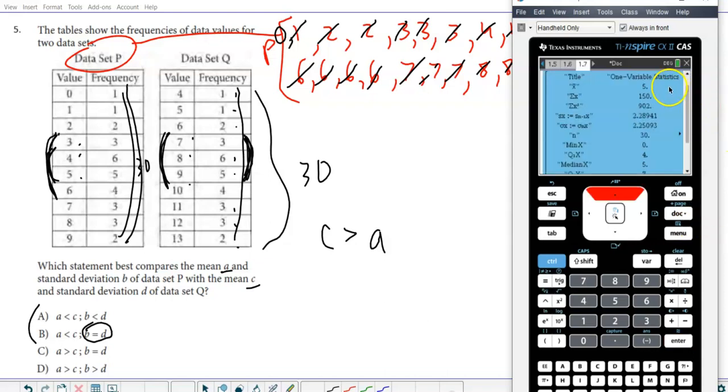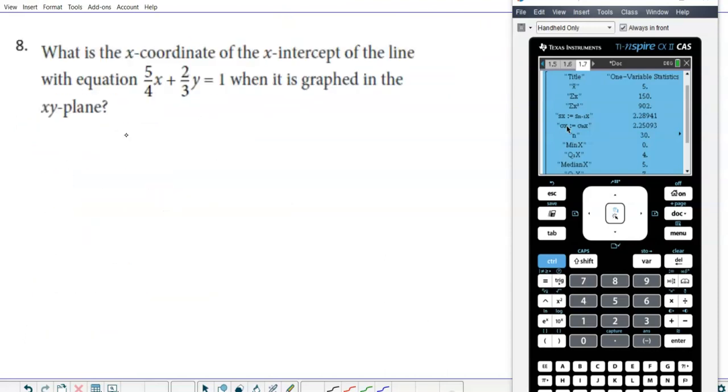It's going to give you the mean is 5. So the mean of this one is 5. So mean equals 5. So that's called X bar in your calculator. You didn't know that. X with a little bar over the top of it. And then the standard deviation, which is a little sigma or sigma X on the calculator, is going to be 2.25. It's 2.25.